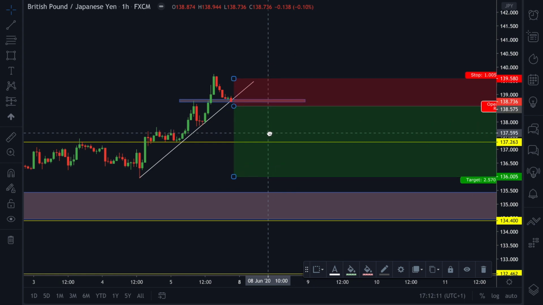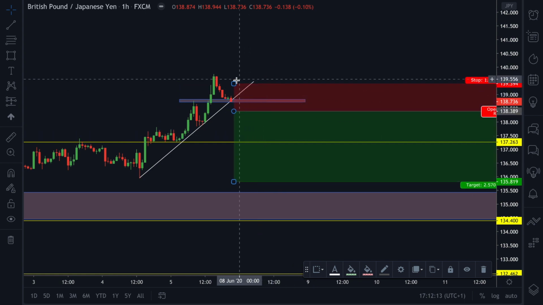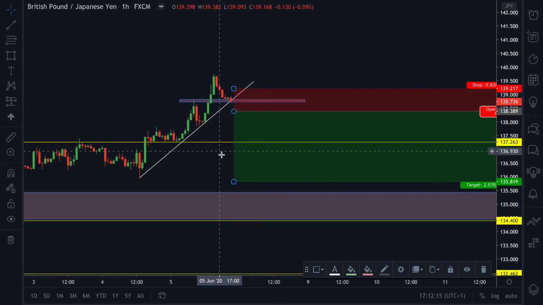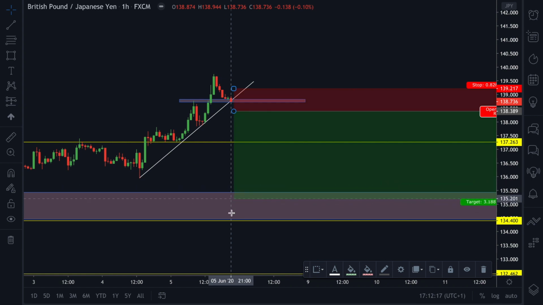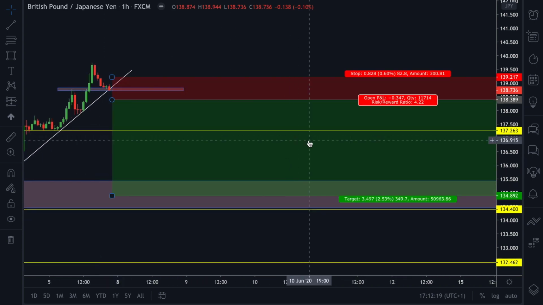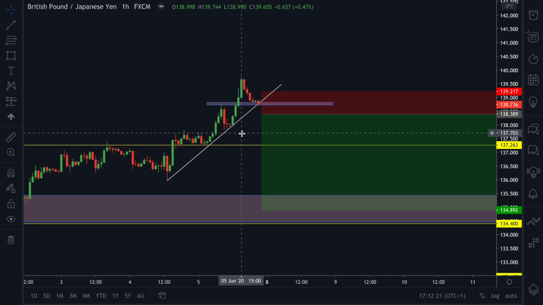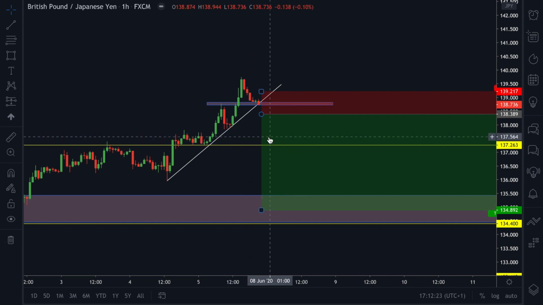Or if you're looking at this trade, something roughly like anything in here will do, 4.2 to 1 or 4 to 1, let's call it. That will also be a lovely trade as well.